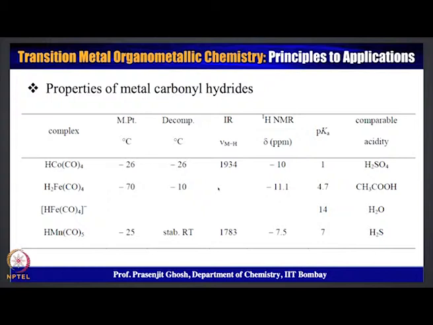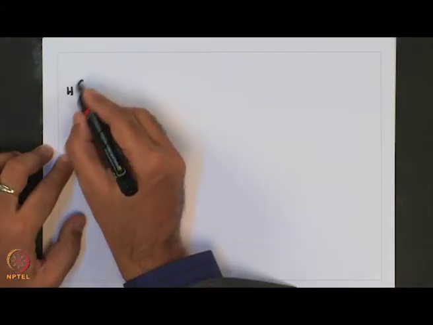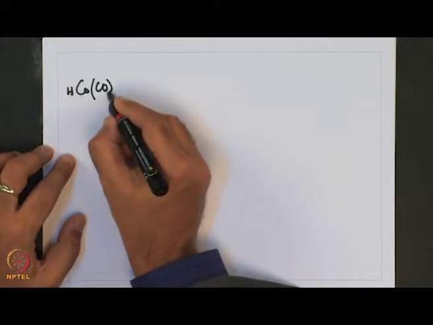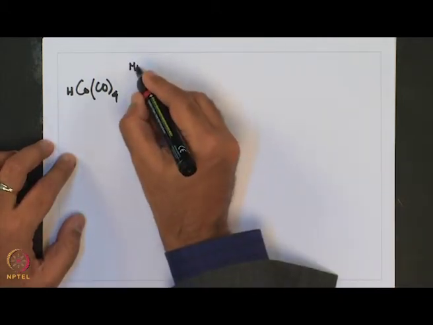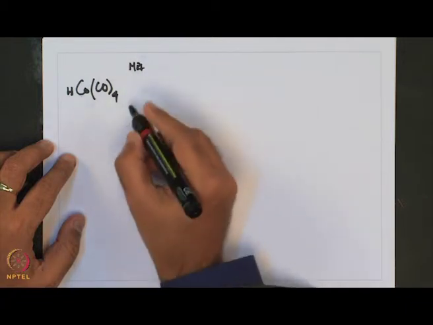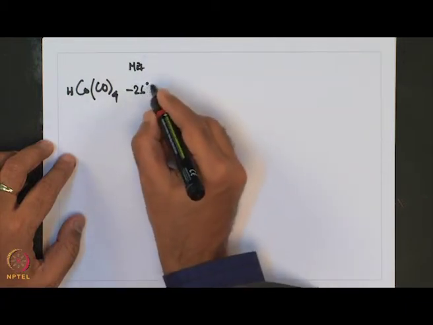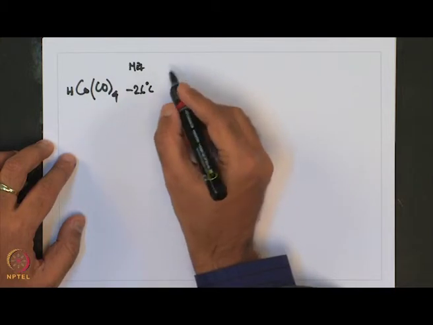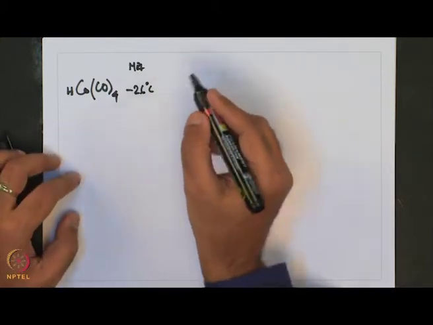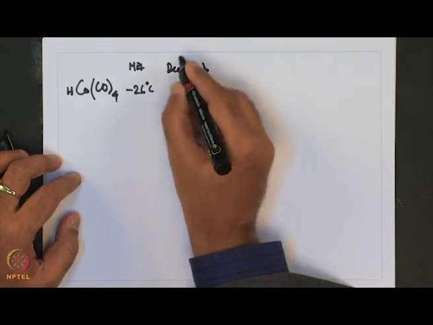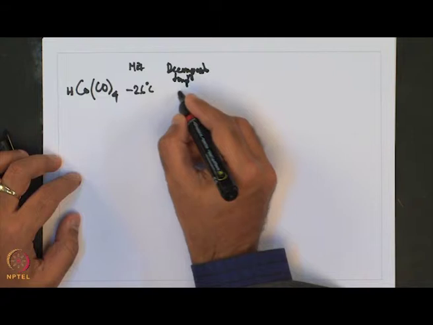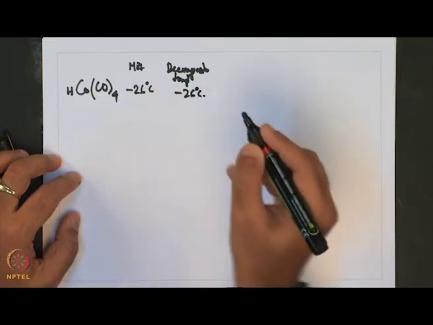For example, we start with the famous hydrido cobalt tetracarbonyl complex, HCo(CO)4. It has a melting point of minus 26 degrees centigrade, and it also is highly unstable. So, it has a decomposition temperature of similar minus 26 degrees centigrade.